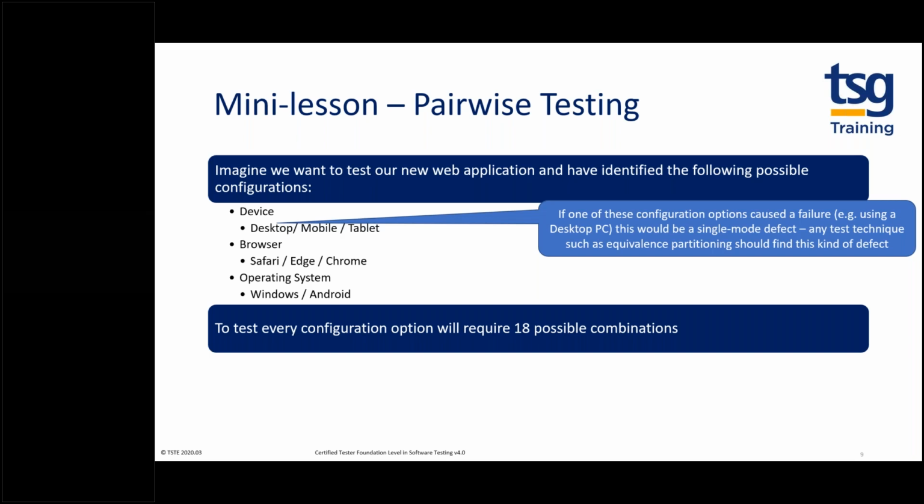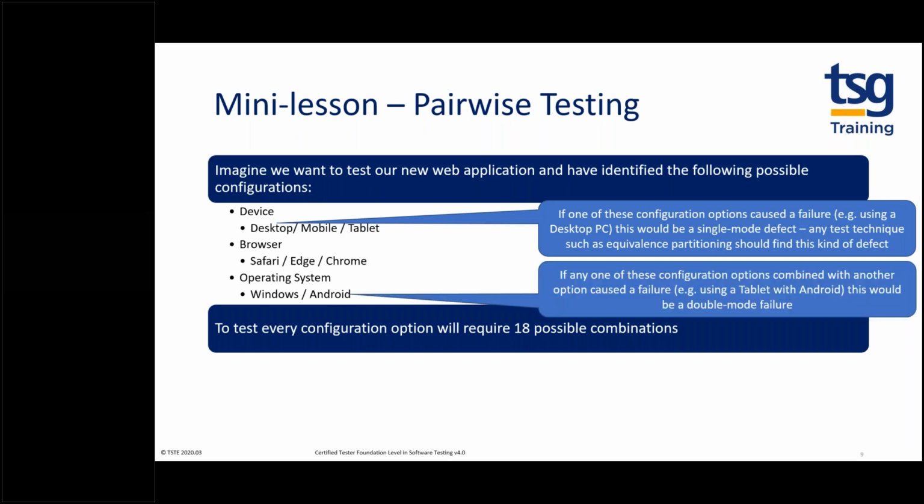But also, if we looked at combining things together, then we might find it's actually one configuration option interacting with another. So for example, the problems only occur when we use tablets with Android. So it's the fact that tablets interacting with Android caused the problem. That's what we call a dual mode or a double mode failure. It's one thing interacting with another. So if we were trying to do every permutation, we'd be looking at every combination.